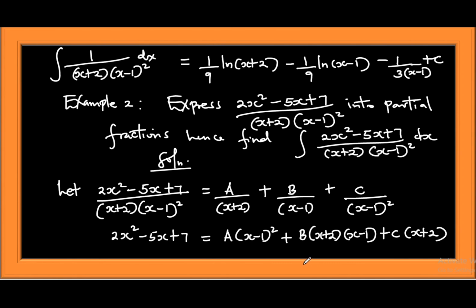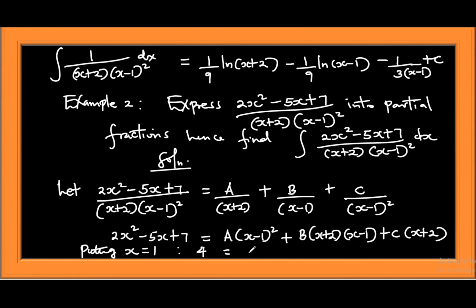Then from here, we can look out for the values of a, b, and c. For example, when we begin by equating x minus 1 to 0, we shall realize that the value of x in this case becomes 1. So if you put x equals to 1 on the left-hand side and right-hand side, we expect on the left-hand side to come up with a 4, because that will be 2 minus 5 plus 7. 2 plus 7 is 9, minus 5, that is 4.